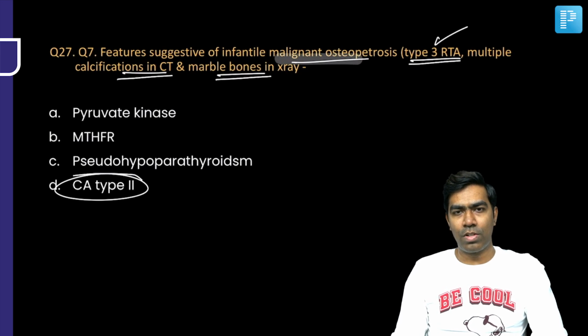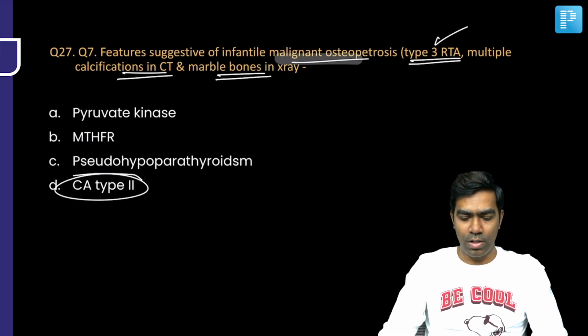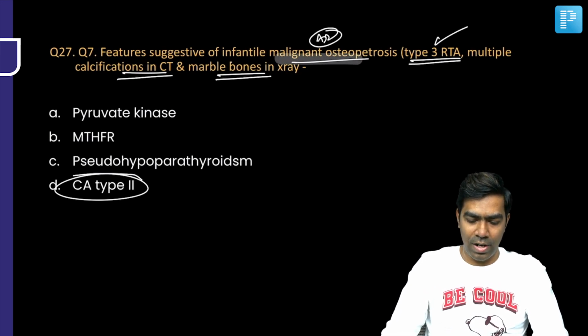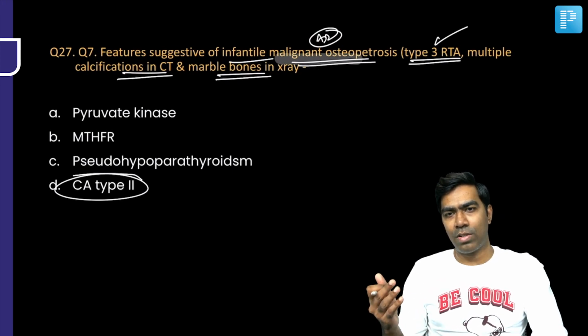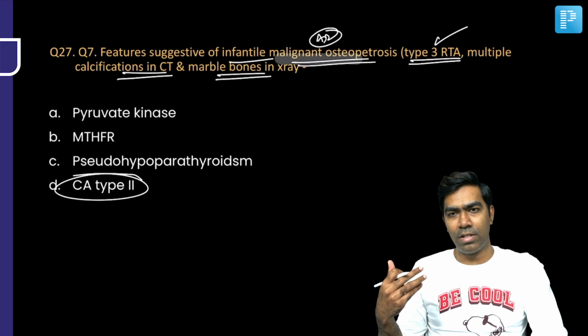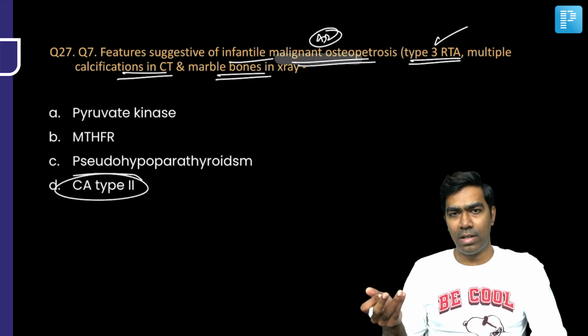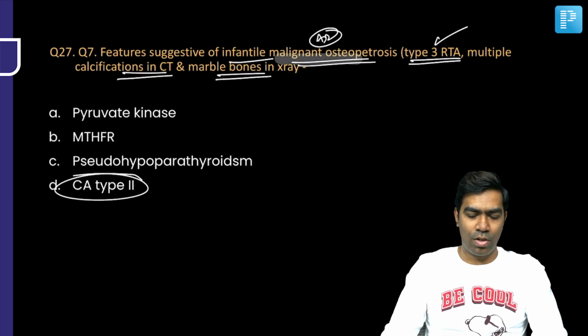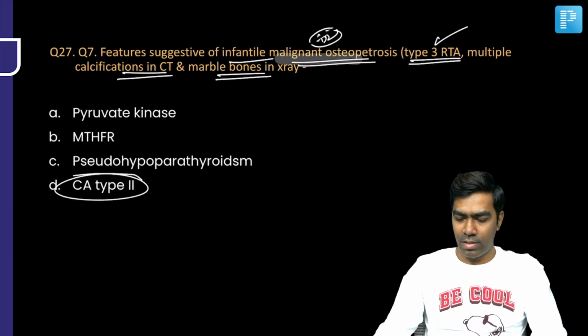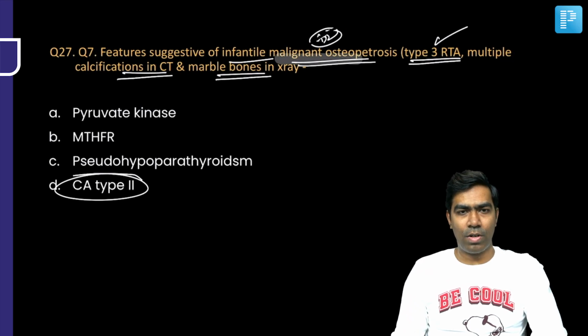So there are two forms of osteopetrosis that are very, very important. One is the autosomal recessive form that's going to produce infantile malignant osteopetrosis, where the patient will have problems in the kidney like Fanconi syndrome and type 3 RTA, and patients will have multiple calcifications in the head CT and developmental delay because of that. And patients will be having thick cortex in the form of marble bones in the X-ray that can result in bone problems and fractures. So that is the autosomal recessive form. So that is called infantile malignant osteopetrosis, and the defect here is carbonic anhydrase type 2.